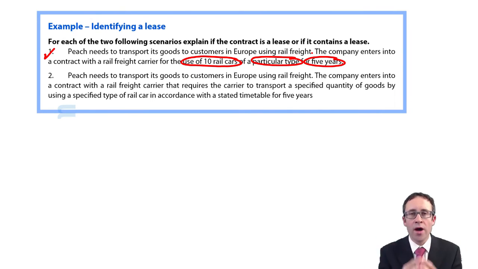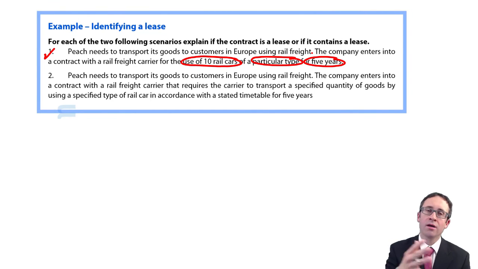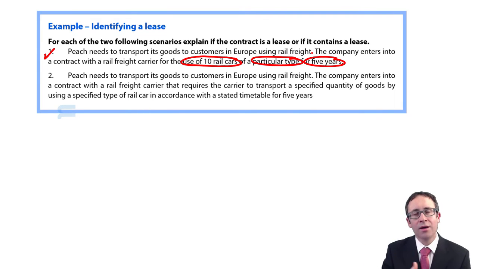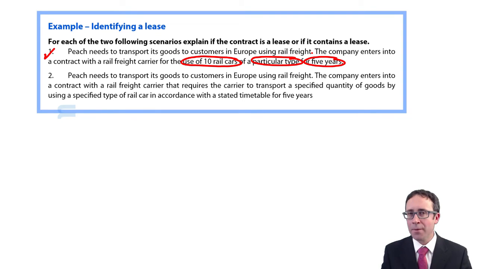So therefore we're going to get the benefit from using those rail cars. We can direct the use of those rail cars in terms of what goes in them, in terms of how they are used. And there is no mention of any substitution rights, are there? The rail freight carrier cannot substitute another rail car in for one of those 10 rail cars. They can't say, well, we need this rail car, we're going to take it off you and give you something different to use. So therefore there are no substitution rights, so therefore there is a lease. Happy with that there?